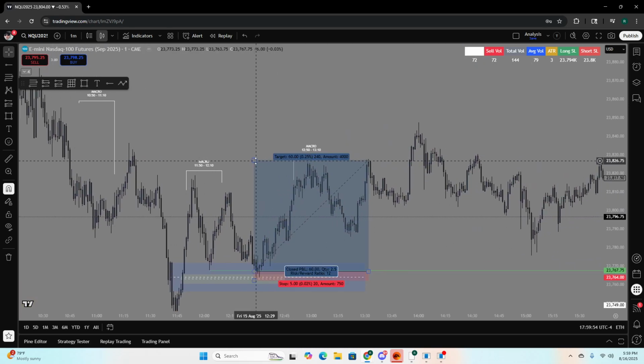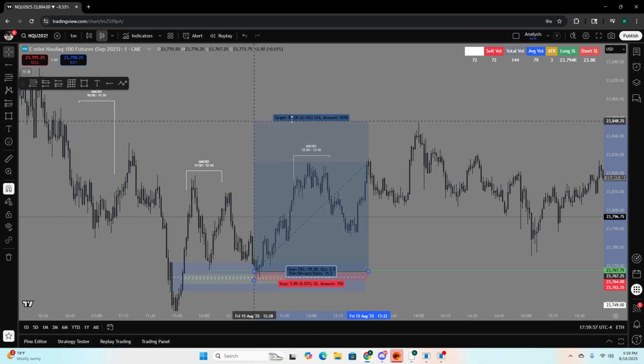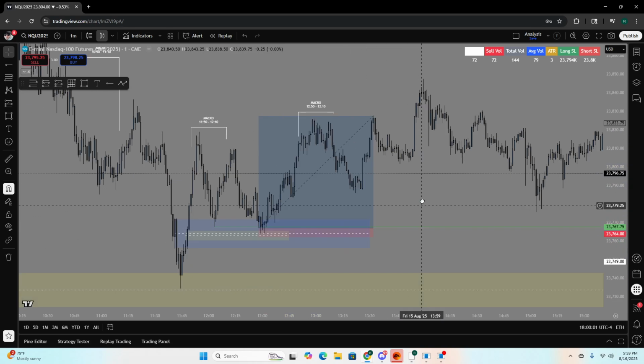We probably actually ran up. How many points did we run up? I didn't expect it to go up this high. 80 points. We caught 60 points. That's amazing. But yeah.